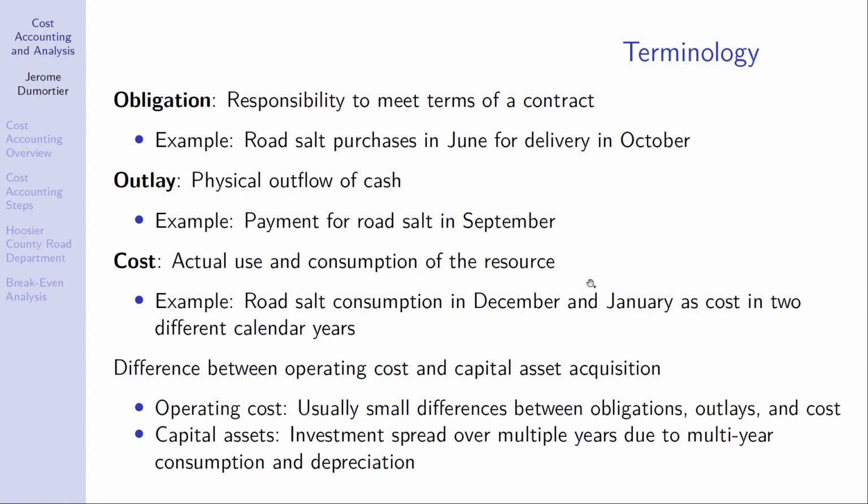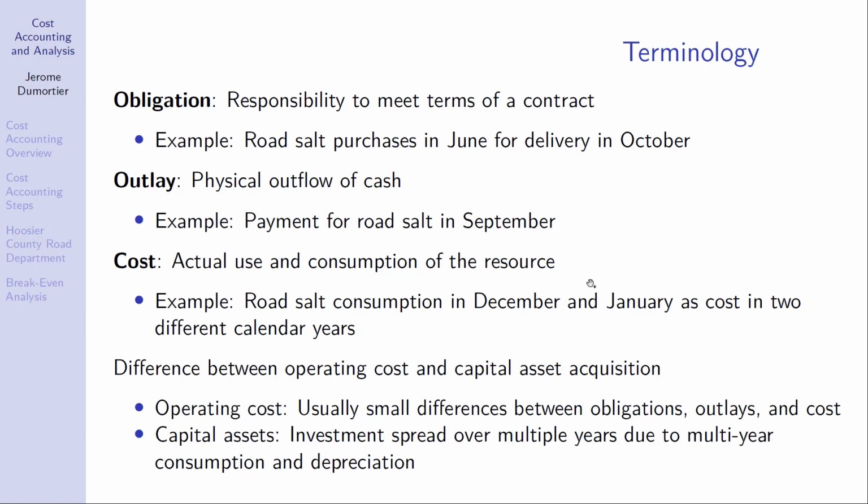Here you can think about if you are a city agency and you are purchasing road salt in June for delivery in October. So maybe you are signing the contract for the road salt in June and your payment may be later at some point, and also the delivery may be later, but you are incurring the obligation to purchase the road salt. The outlay is actually the physical outflow of cash.